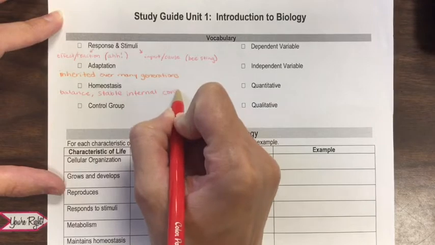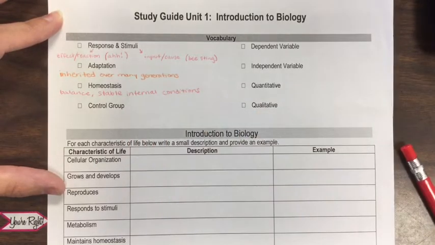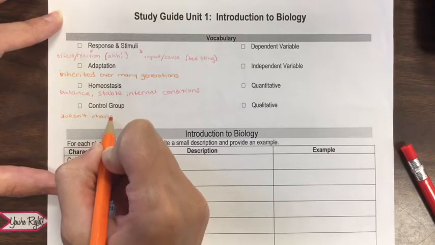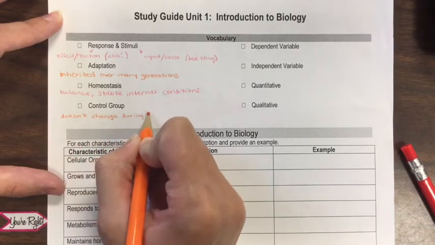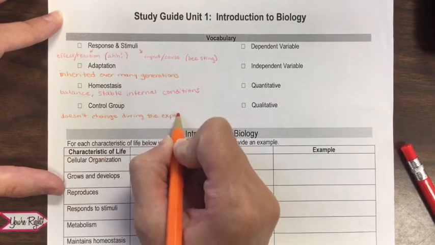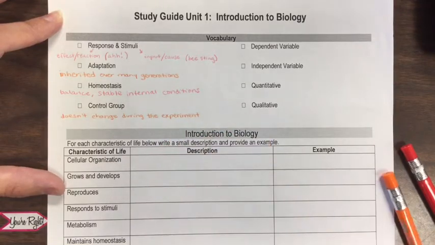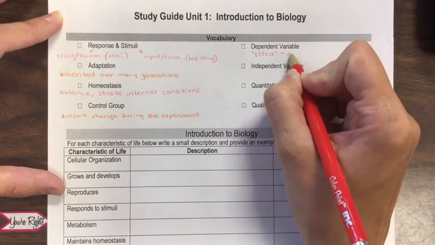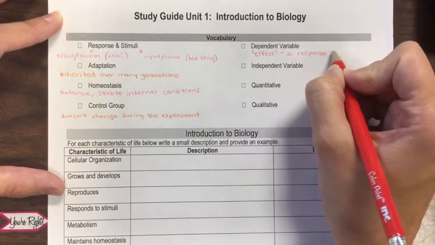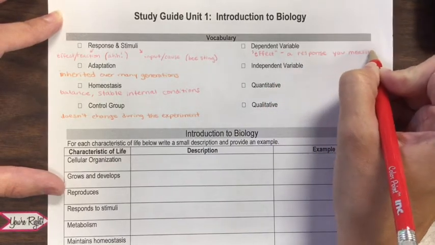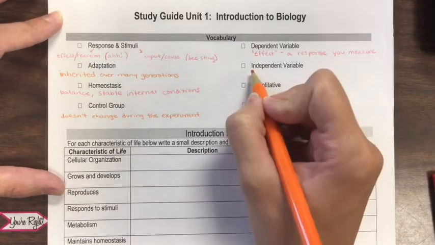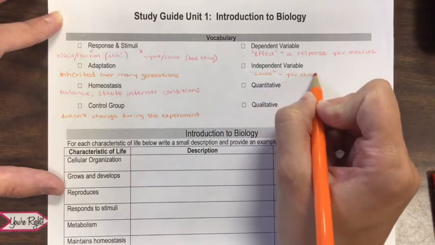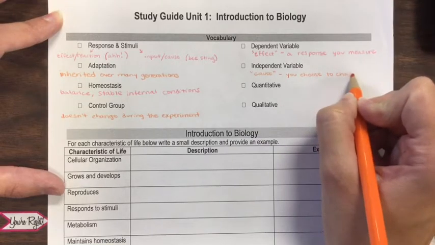The difference between response and stimuli is that response is the effect and the stimuli is the cause. So when somebody yells boo, that's the stimuli. Response would be you yelling ah. An adaptation is inherited over many generations, not the same as a response. Homeostasis is all about balancing or keeping your internal conditions stable. The control is part of an experiment that you keep the same no matter what. So for example, in our minnow lab, we kept the minnow the same in every one of our trials.